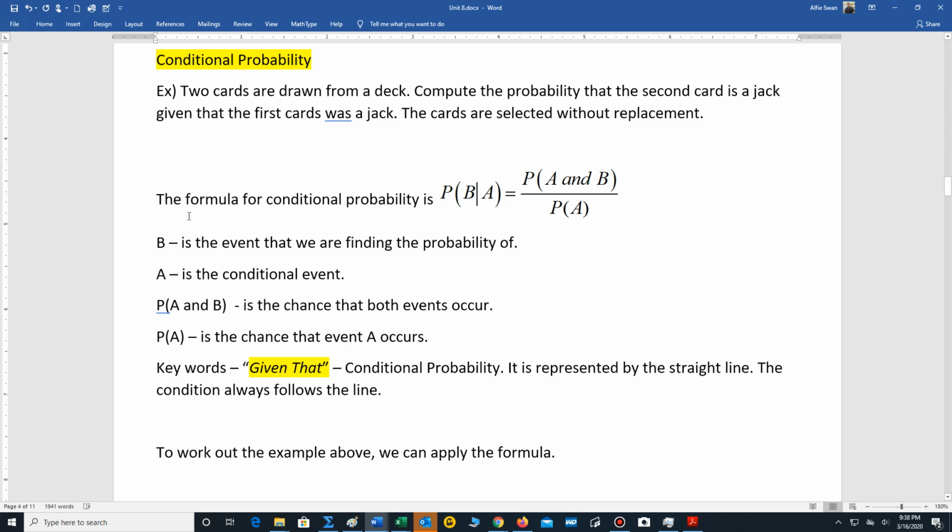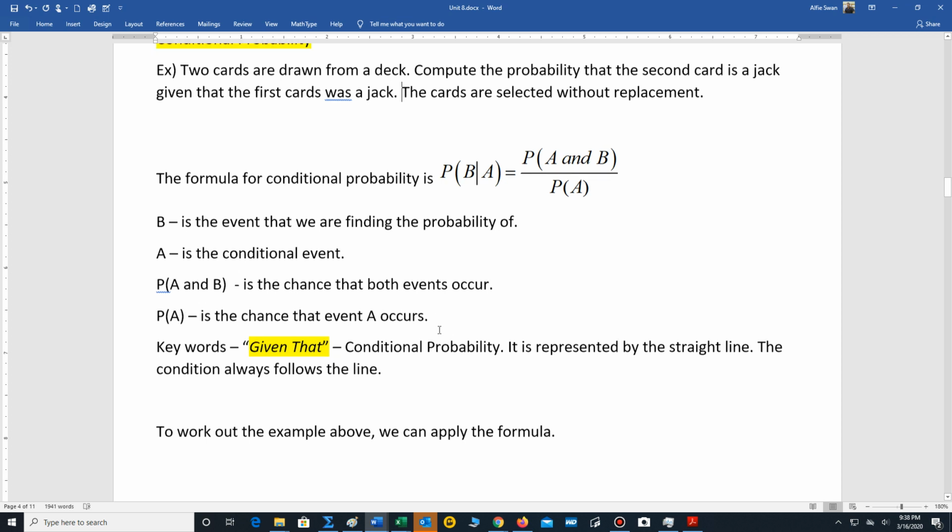The formula that we will use is our conditional probability formula. It's the probability that B occurs given that A occurs first. We calculate the probability that both events occur and divide by the probability of A, which is your condition. Let's go through our notation. B is the event that we are finding the probability of. A is the condition. Probability of A and B is the chance that both of those events occur, and probability of A is the chance that A occurs.